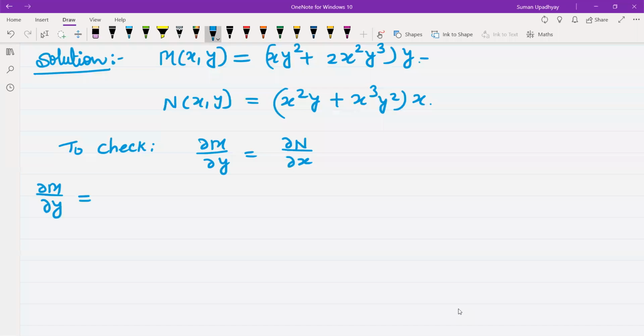So what you can do, you can multiply this y inside. So I'll get xy³ + 2x²y⁴. And here I will get x³y + x⁴y². Okay, calculate ∂M/∂y. What am I going to get?